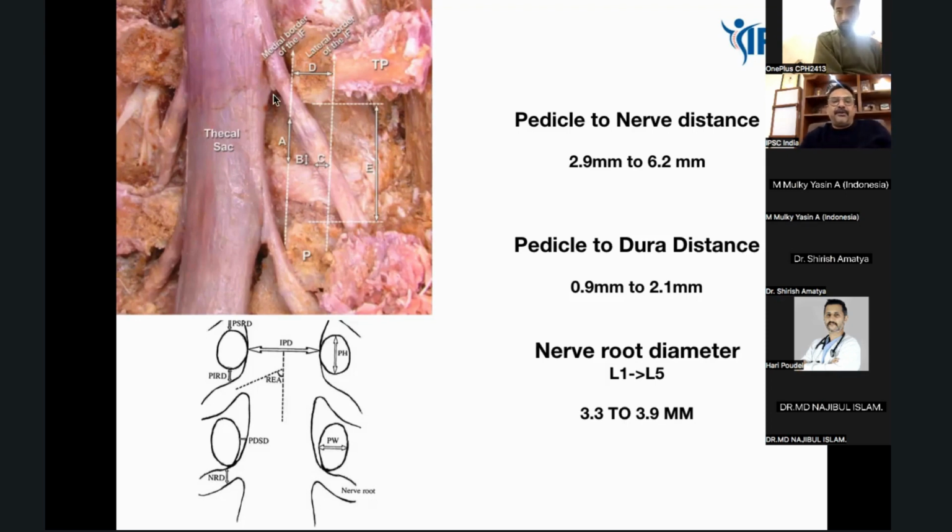Pedicle to dura distance, this distance is around 0.9 to 2.1 mm. This distance is like this over here, from the pedicle to the dura. So this is one of the landmarks when we do endoscopy: when we go inside the foramen, we cross the SAP, we go down and we enter the disc over there. So this is one of our landmarks, that we want to keep our needle entry into the disc space at the mid-pedicular line. Because if we are not inside the disc, with the needle we may go inside and we may touch the dura over there.